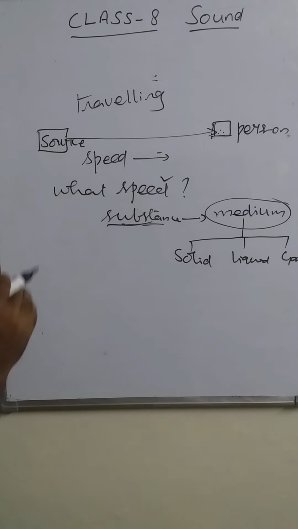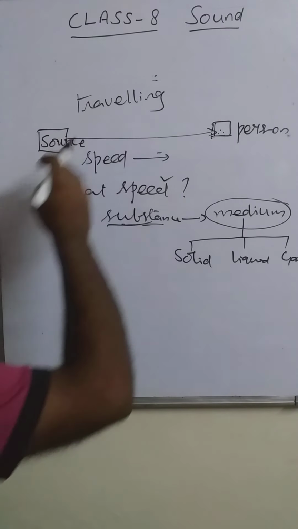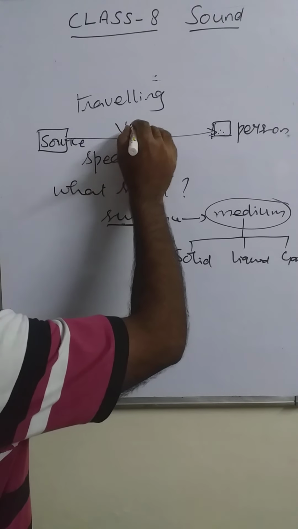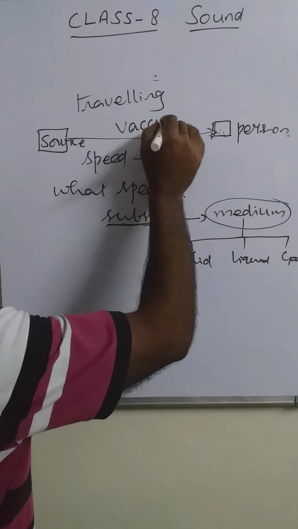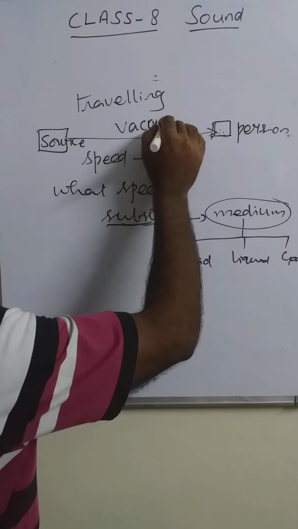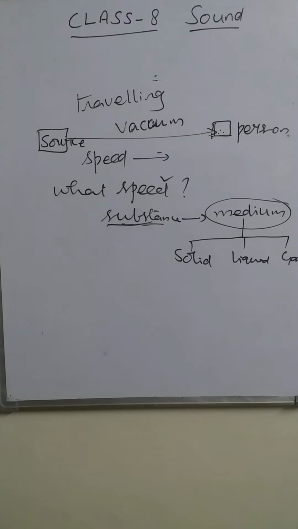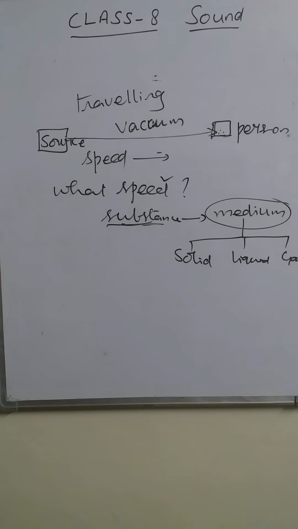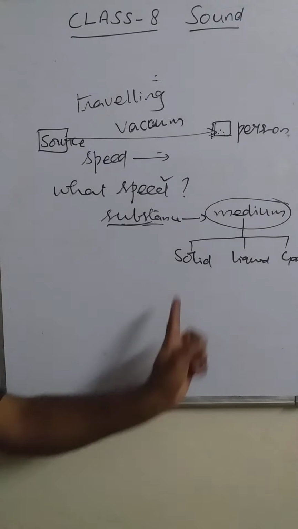Without medium means when nothing is present. Nothing present means it is vacuum. Vacuum means where no air particles are present. Through vacuum, the sound cannot travel from one place to another place. So, medium is required.